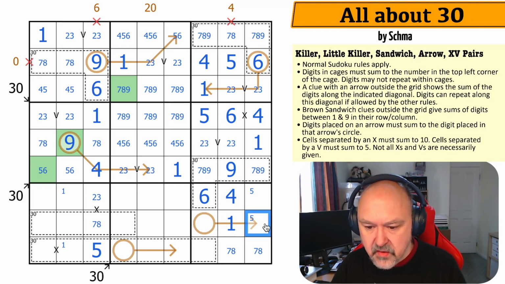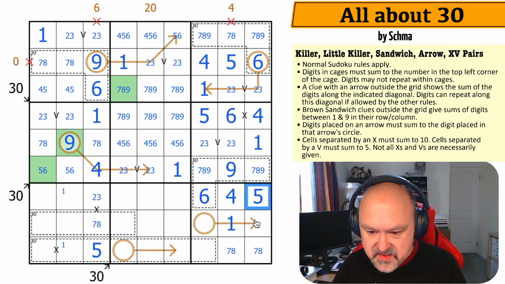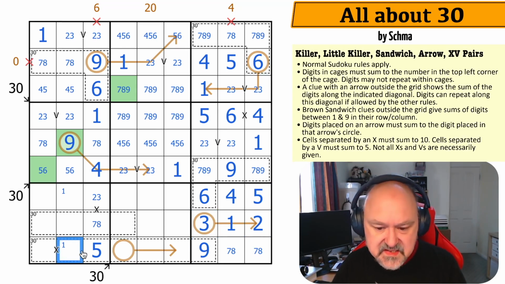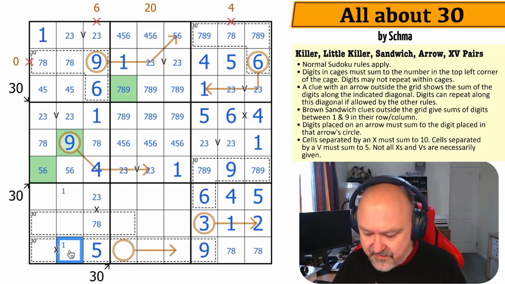So this is 1 higher than this. So this can't be the 5, because if this is 5 and 1, this would have to be 6, but the 6 is gone. So this is the 5. So these digits here are 2, 3, 4, 5, 6, 7, 2, 3, and 9. But if this is a 9, that would have to be an 8, and it can't be. So this is 2 and 3. This is the 9. Which means this can't be the 1, because if this is the 1, this would have to be a 9, and I don't have it available. So this is the 1.